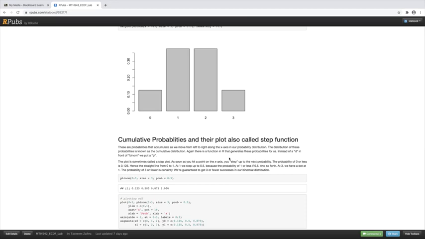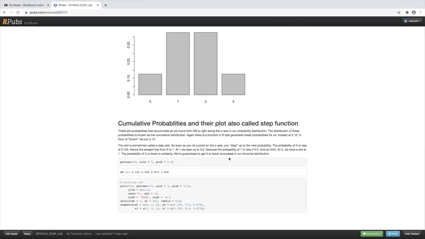Again, there is a function in R that generates these probabilities, and I have also posted a video which talks in detail about PDFs and CDFs and PMFs and cumulative distribution functions. So instead of d in front of binom, we will put p now. The plot is sometimes called a step plot because, as you will see, it is in steps. As you hit a point on the x-axis, you step up to the next probability. The probability of 0 or less, for example, is 0.125. Then the probability of 1 or less is 0.5, 2 or less is 0.875, and then it is 1.